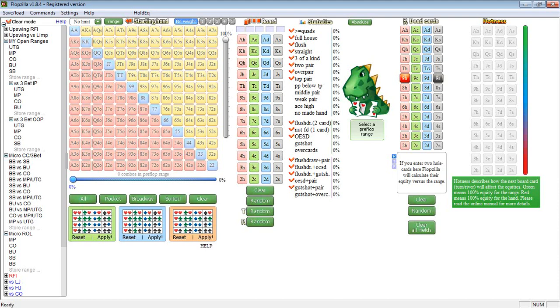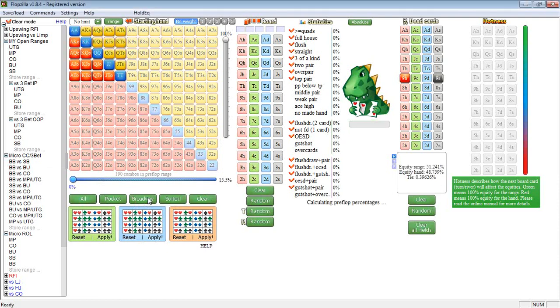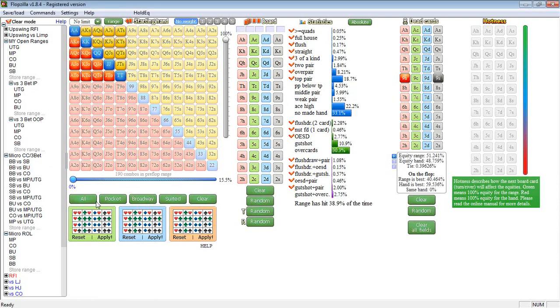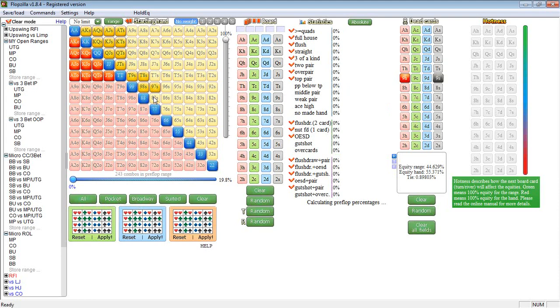And let's say we got to give him some kind of range here. And that's kind of tough in a small blind, especially with no stats. So let's just say he's a recreational player. He'll call with any broadways, any pocket pairs, and let's just give him a big range because he's a recreational player. So he's probably calling way too many hands.